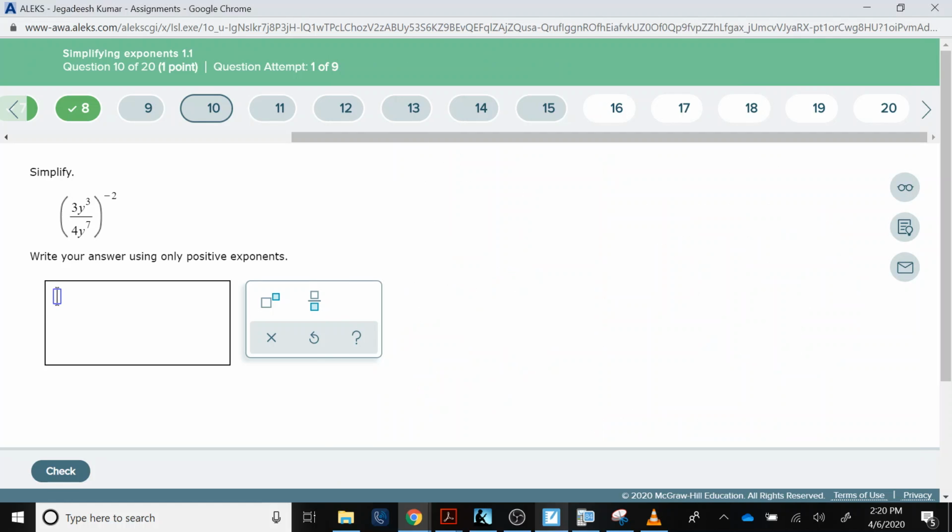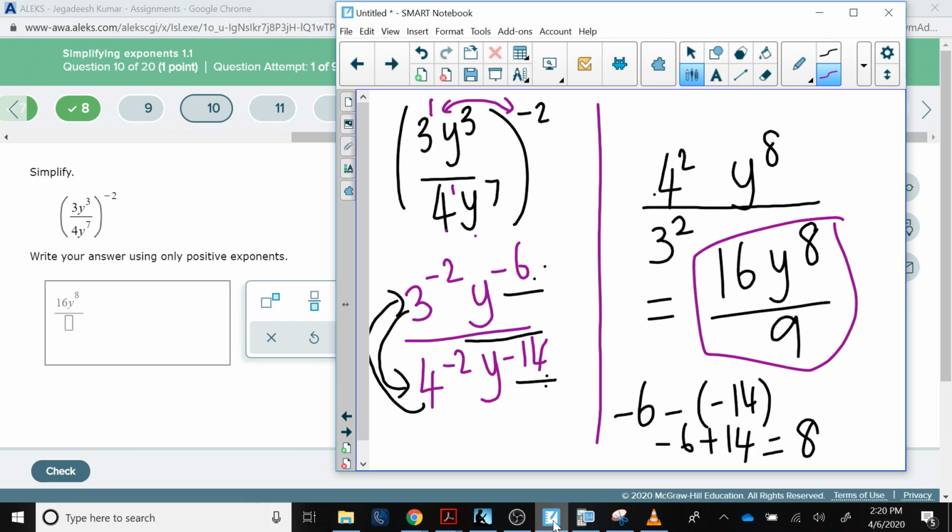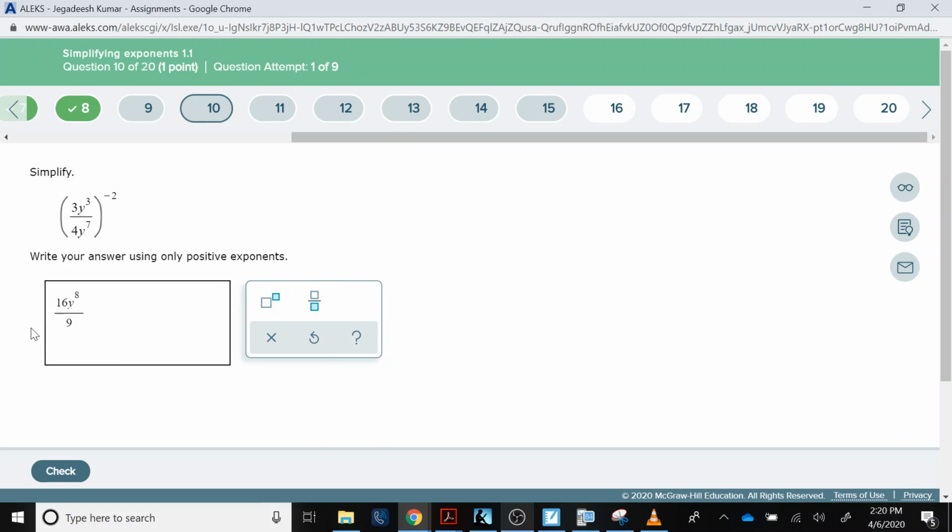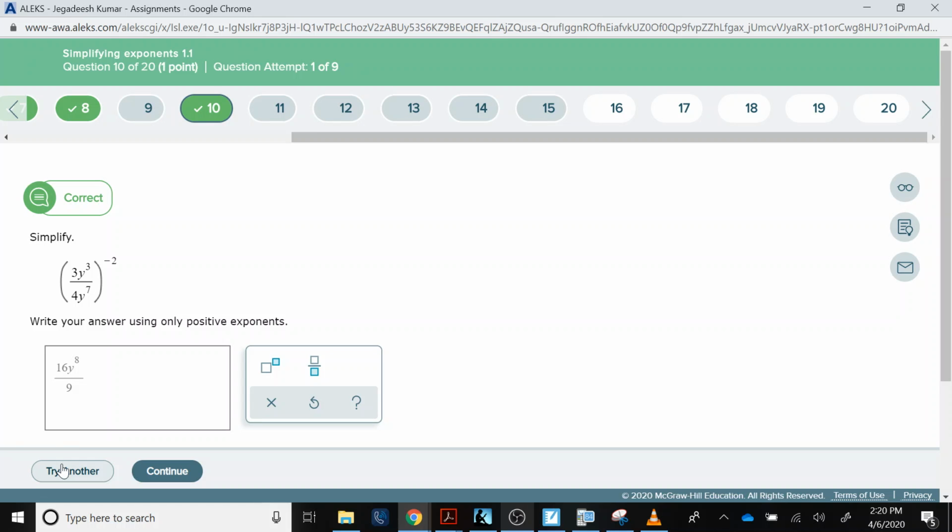Let me write the answer. So let me pick the fraction. 16y to the 8th power over, what's at the bottom? 9. So let's check if it's right. This is correct. So I will stop at this because I will explain a few more examples in my next video.